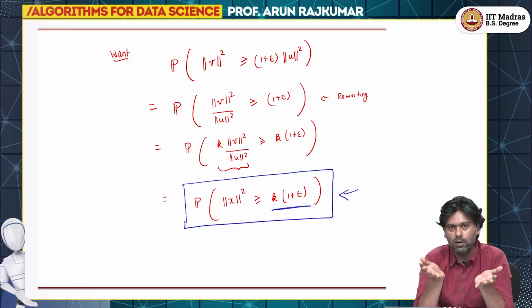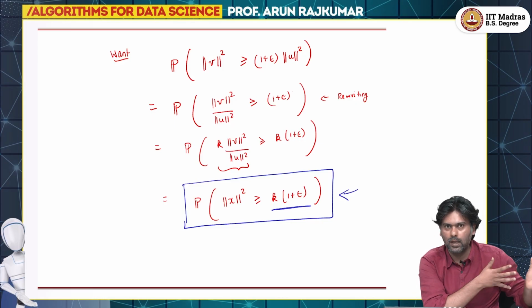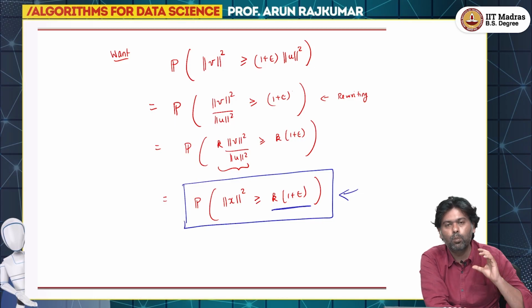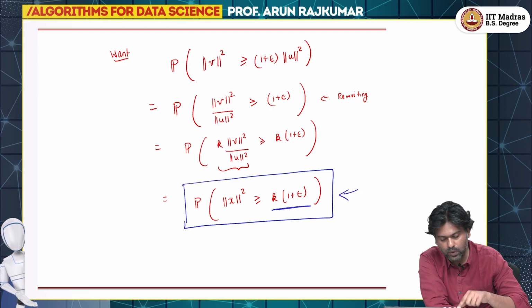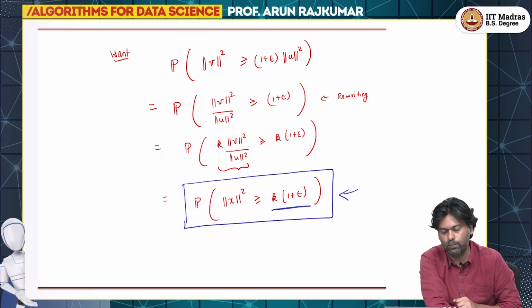Does that happen? Of course, we know the answer, that it happens. That's what the JL lemma says. But how can we convince ourselves that it happens? We will have to look at this probability, which is something that we will come back to next time and analyze. Thank you.